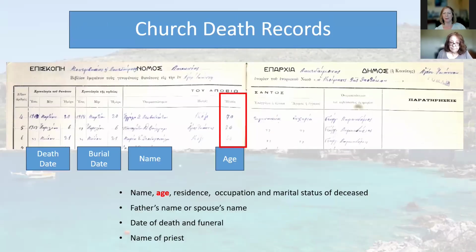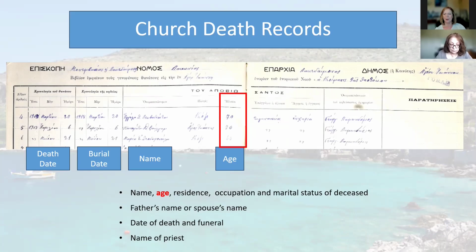Okay, moving on to death records. This is an example of a church death record. We see the death and burial dates as the first 2 columns and also the age of the deceased. So for these records, you can calculate an approximate birth year by subtracting his age from the death date. However, be aware that this would be an estimate, and it depends on the informant who provided information about the deceased. That informant may not have known the exact age and given an estimated age.